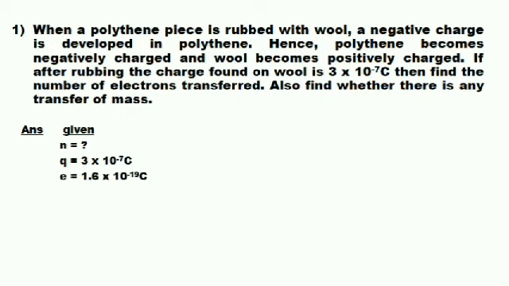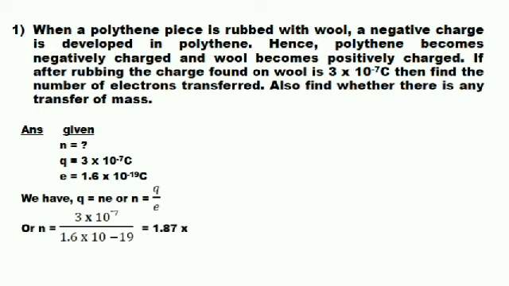Then we know e is equal to 1.6 into 10 raised to minus 19. So we have the equation Q is equal to ne, or n is equal to Q by e. Substituting the values, we get 3 into 10 raised to minus 7 by 1.6 into 10 raised to minus 19. We'll get the value as 1.87 into 10 raised to 12.